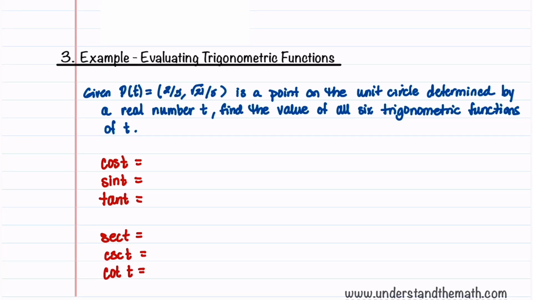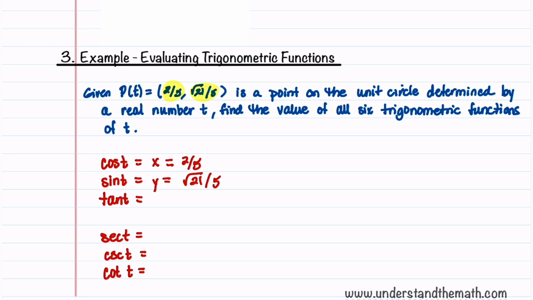Let's look at our problem where we're given a point, P of t, on the unit circle, and we're asked to find the value of all 6 trigonometric functions of t. Our cosine t is equal to x, which is equal to 2/5, because our point is equal to (2/5, root 21 over 5). Our sine t is equal to y, which is the square root of 21 over 5.